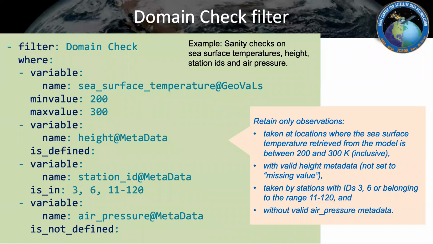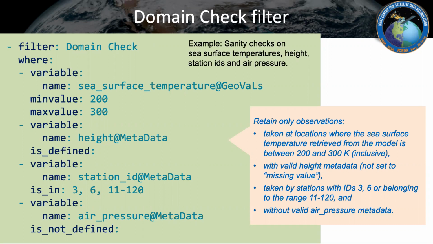So in this case, for the where, we can say where the sea surface temperature is at least 200 Kelvin and not greater than 300 Kelvin. If you're out of that range, throw it out. We can also filter out on height. So in this case, the context of height depends on what it means in the upstream observations, but we only want to retain observations where this quantity is defined and not set to a missing value flag.